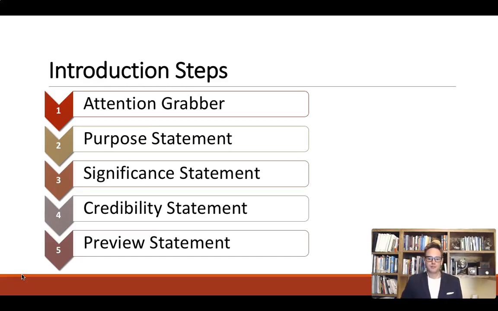That's what I call it. Some people call it the hook. Some people call it the attention getter. Whatever you want to call it, that's fine. But the very first step that we want to do is capture the audience's attention.